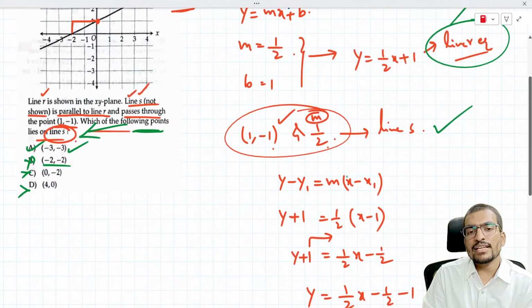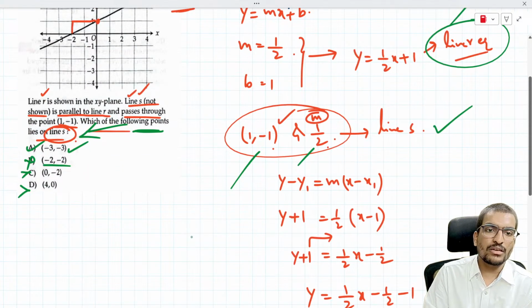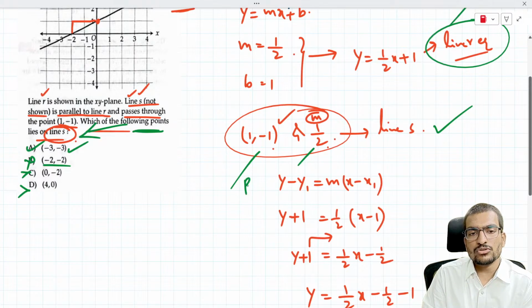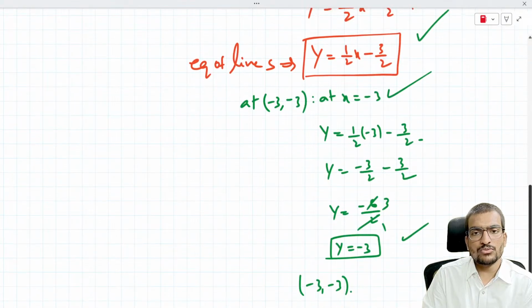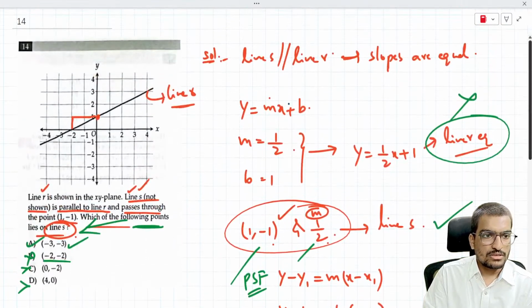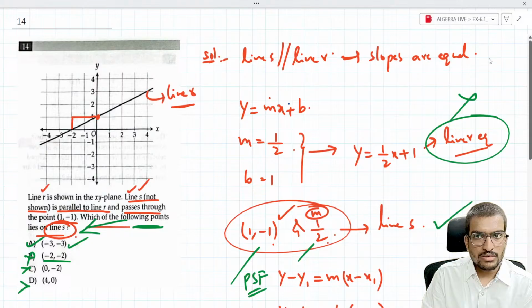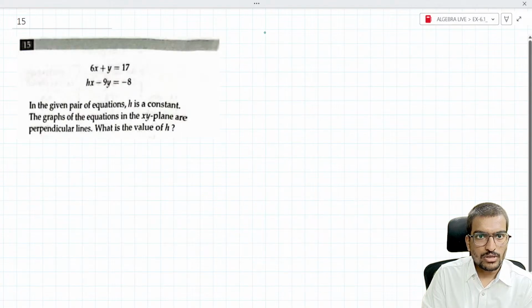How can we find a line? We have a slope, we have a point. We used point slope form, and then we moved ahead and formed the equation and substituted the options to check whether it's working or not. Yes, I think it's super clear. Let's move on to the next question.